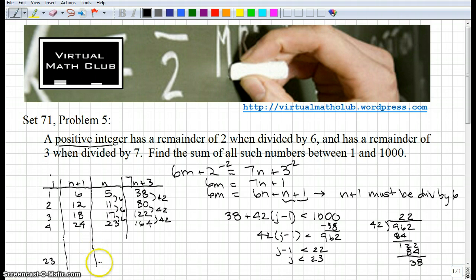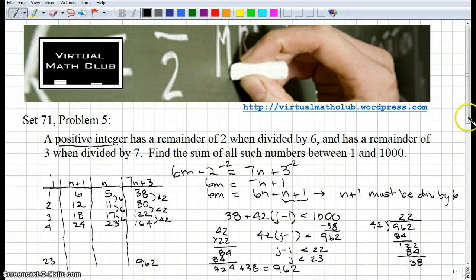So let's see what we get if we put in 23. So 23 minus 1 is 22. So 42 times 22 is what? That's 924, and then we have to add 38 to it. And that's going to bring us back to this 962, right? So the 23rd value is going to be 962. So we have an arithmetic sequence that starts with 38 and increases by 42 each time up to 962. And if we add one more 42 to that, you can see that we go over 1,000. So that's as far as we can go.